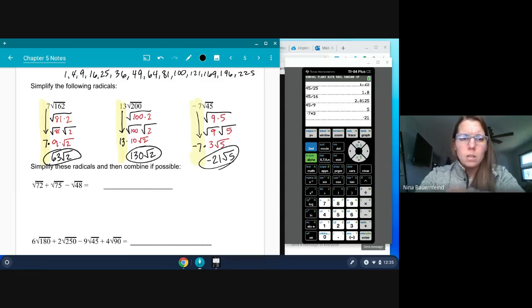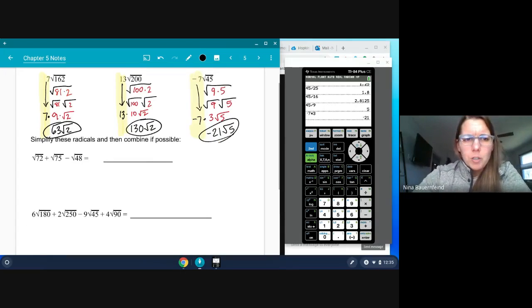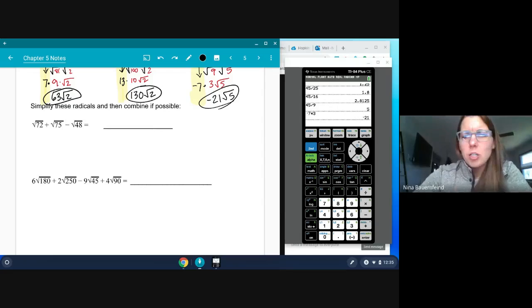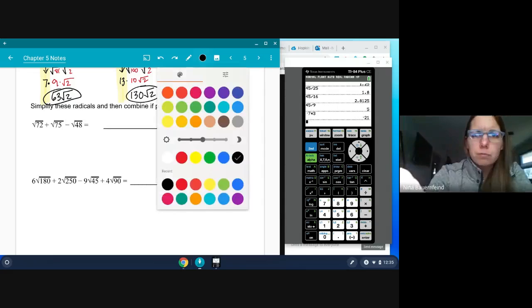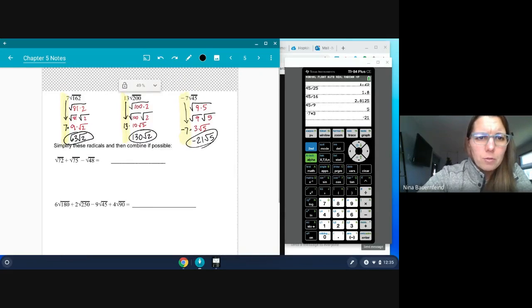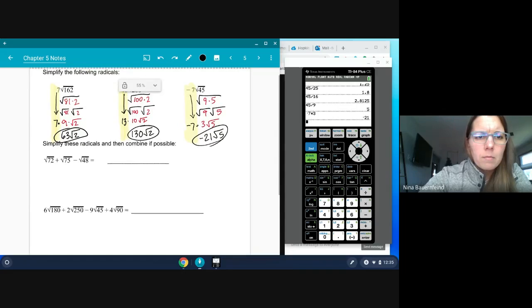Okay. Then what we're going to do is two things. First, we're going to simplify these radicals that have normal coefficients. And then we're going to do these crazy ones. So the first thing we'll do is 72. I'm going to zoom out. I hope you guys have those numbers written down because we need them all the time.